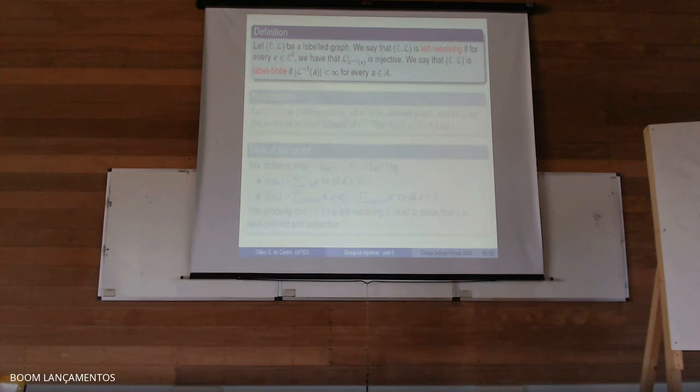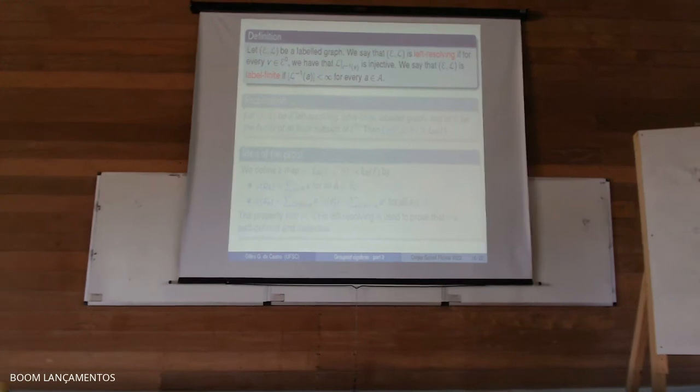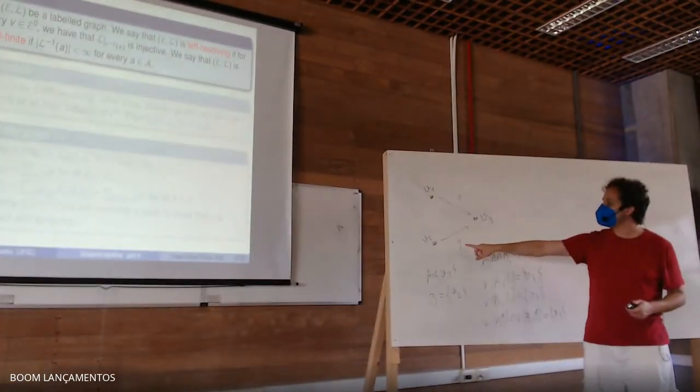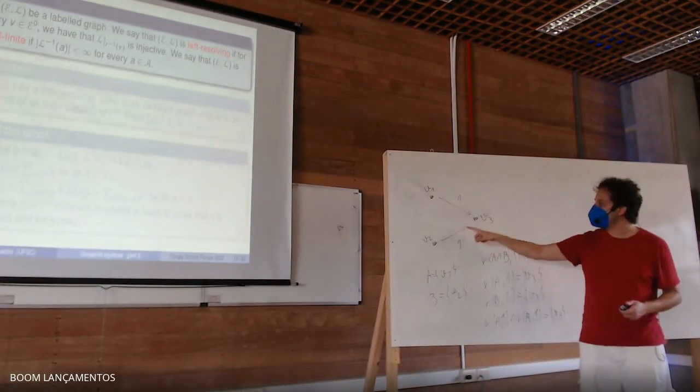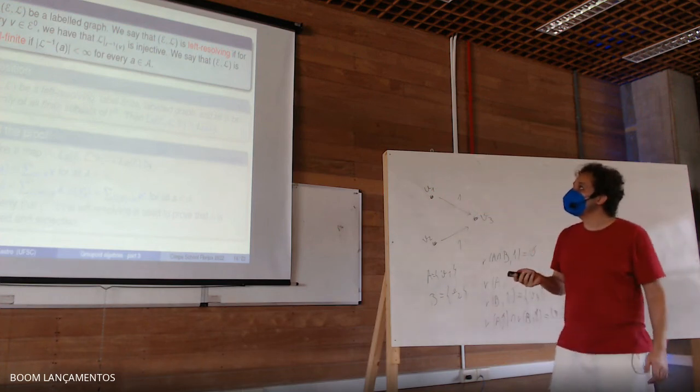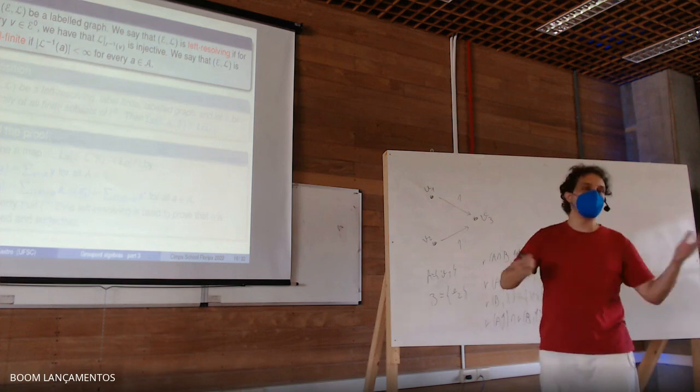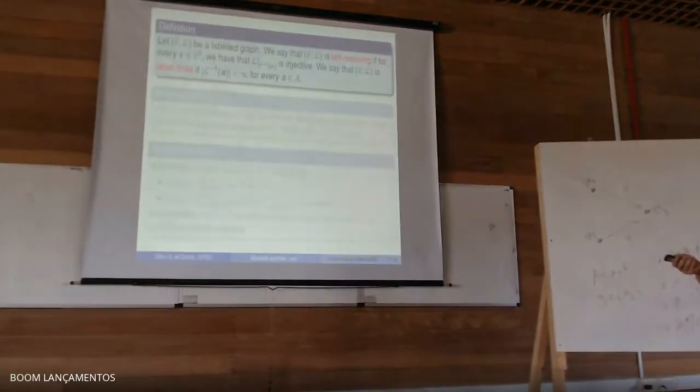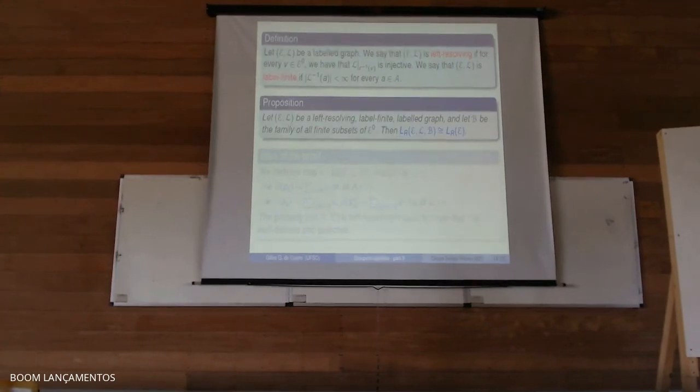We have this notion of being left resolving. So for left resolving, we cannot have things like two edges arriving at the same vertex with the same label. So for it to be left resolving, if we have these two edges, these labels should be different. And then label finite is just that each label appears only a finite number of times. And if you have that, and you take the family B again to be the finite subsets, then you can go all the way around: the left labeled path algebra is actually the left path algebra of the corresponding graph.